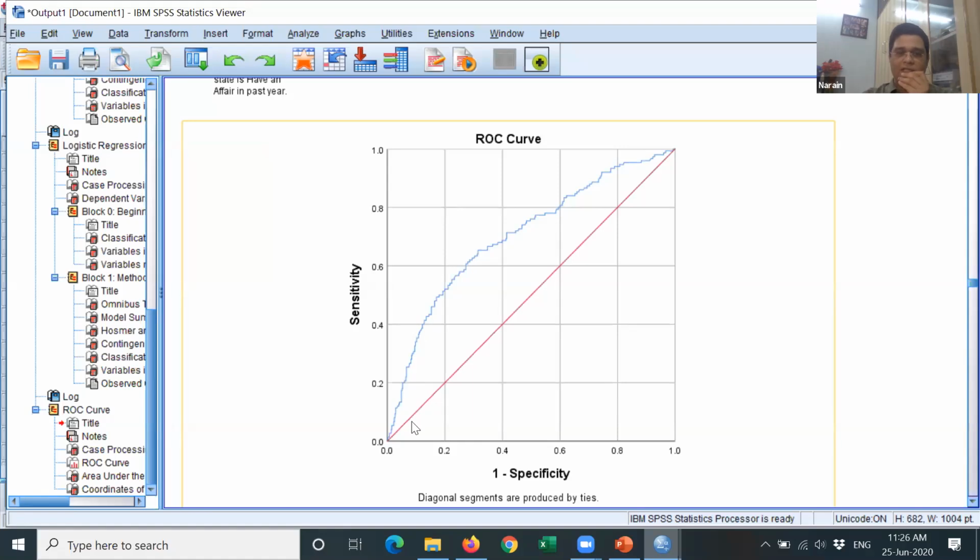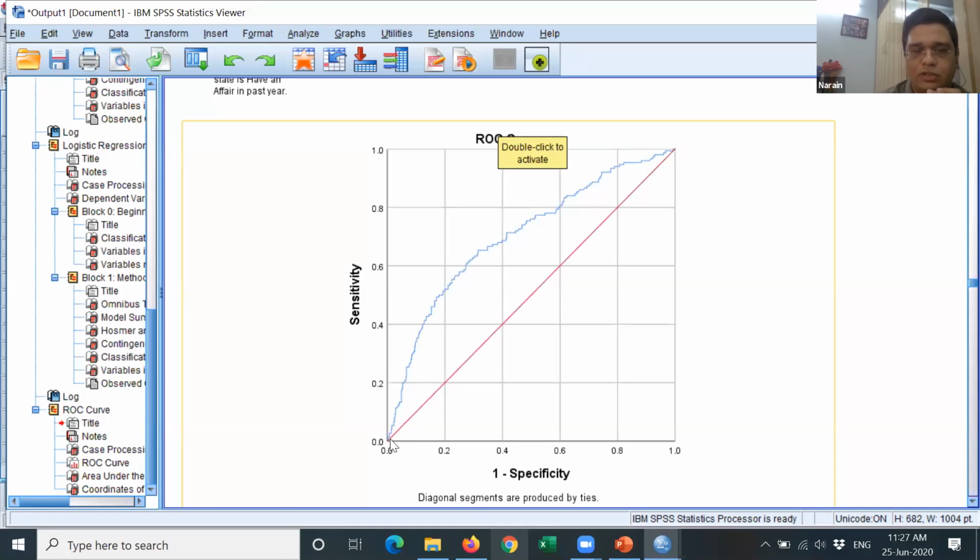Ideally speaking, this ROC curve is nothing but you take sensitivity on the y-axis and 1 minus specificity on the x-axis. When you plot the two, you get the ROC. I already talked about sensitivity, the true positives to the total, and the true negatives to the total. I already talked about these two measures, sensitivity and specificity. If you plot them in a graph, we call it a receiver operating characteristic curve, the ROC curve.